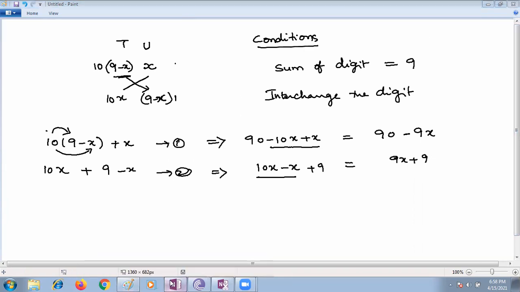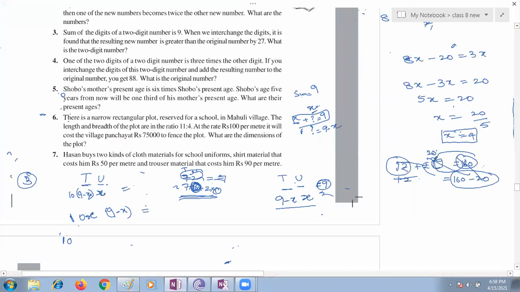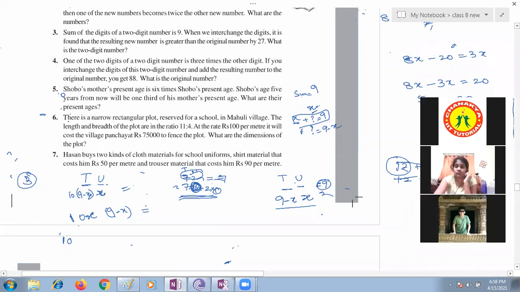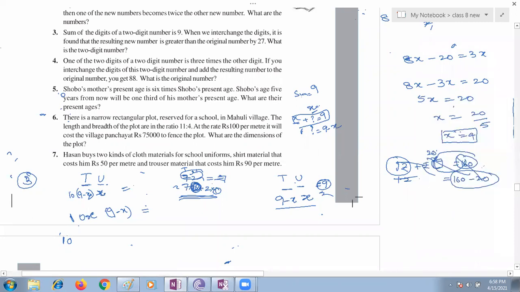The difference between the two is 27, ma'am. So if you interchange the digits, the resulting new number is greater than the original number by 27. That means we can subtract those two. Yes or no, children? Yes, ma'am.